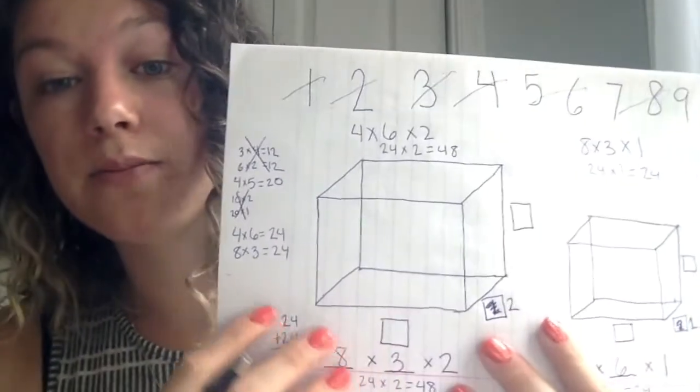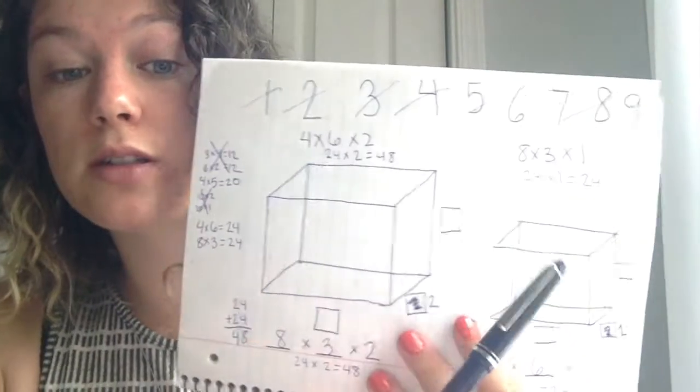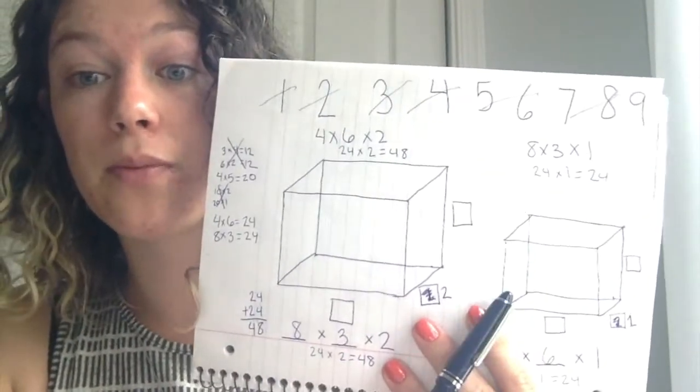So I'm going to go ahead and solve it real quick. I want you to go ahead and solve it too. If you need to pause the video, go ahead. 4 times 6 is 24, times 2 is 48, so my volume has not changed. And 8 times 3 is 24, times 1 is also 24. So there you have it, you guys. We have actually found 2 different solutions for our problem.